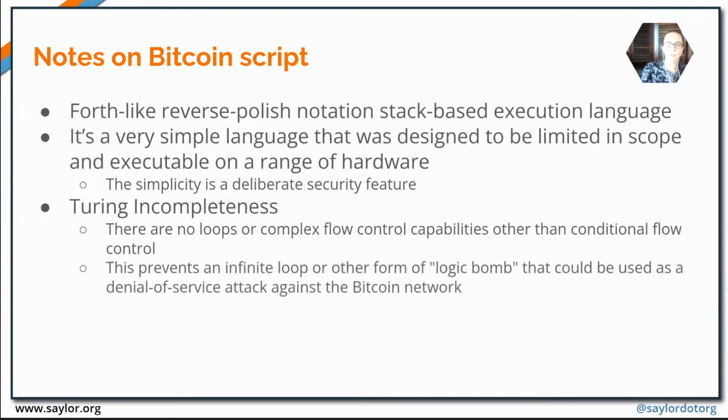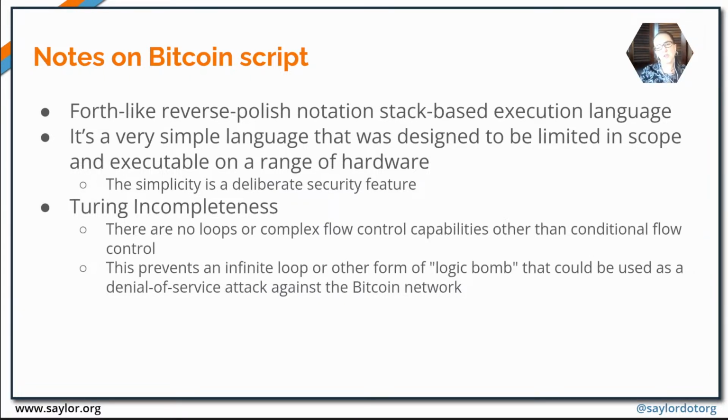All right. This prevents infinite loops or other forms of logic bombs that could be used as a denial of service attack against the Bitcoin network. If you enabled loops in Bitcoin transactions, one potential thing that could happen is that someone could write an infinite loop into a transaction, and all of the nodes on the network that are trying to validate that transaction could get stuck in that infinite loop.